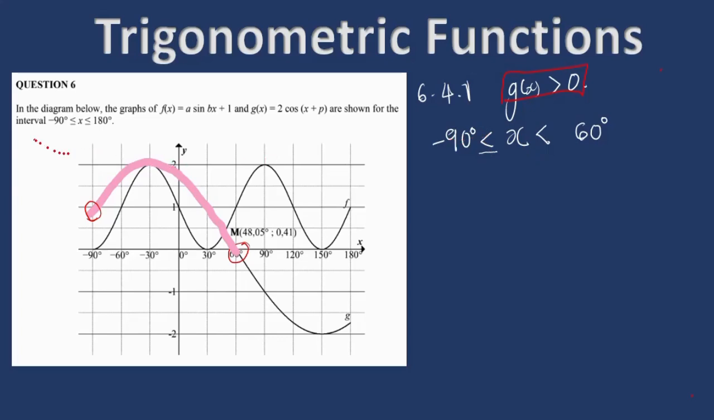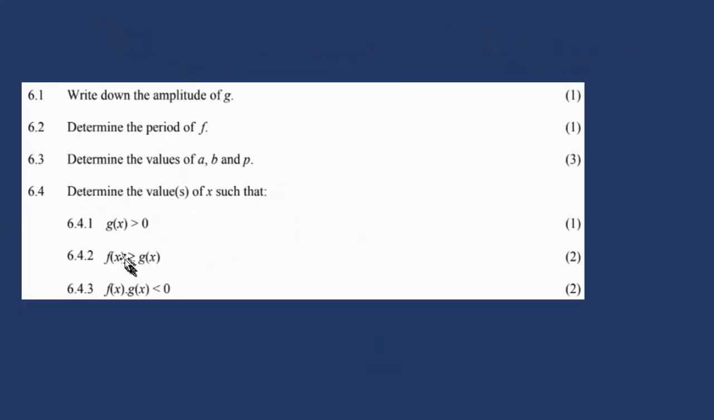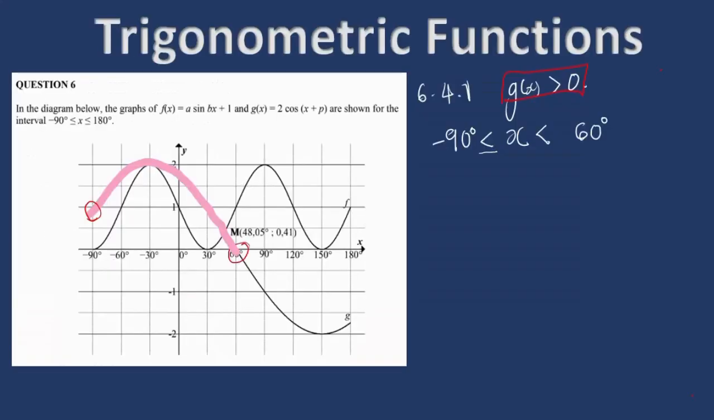Easy, right? Next question. The next question says, tell us where the graph of f is greater than the graph of G. Let me write that down. Where the graph of f is greater than the graph of G. Now, again, this is the part where we have to highlight the whole thing, right? So the graph of f is this one. The only part where this graph is ever above the graph of G, it's here.